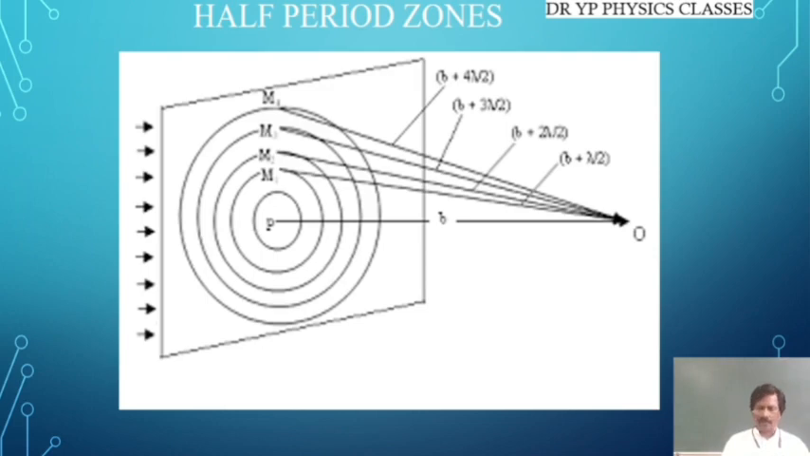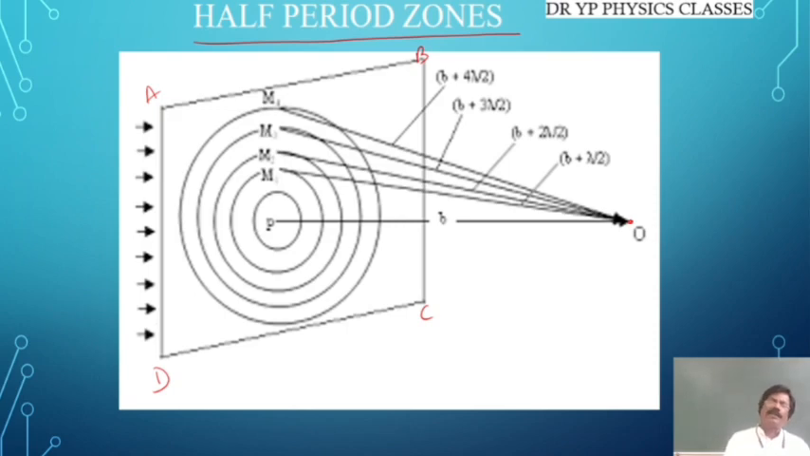In this session, we are going to discuss half period zones. What is meant by half period zones? Let us consider light coming from a distant object. We consider a plane wavefront, A, B, C, and D. Now, let us consider some particular point O. At this point O, we are going to find out the resultant effect of the total wavefront.